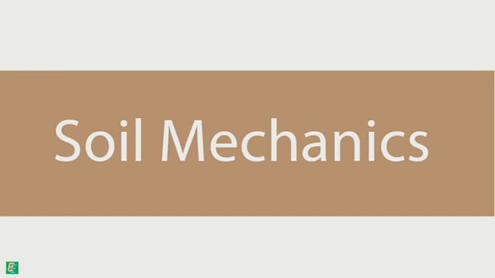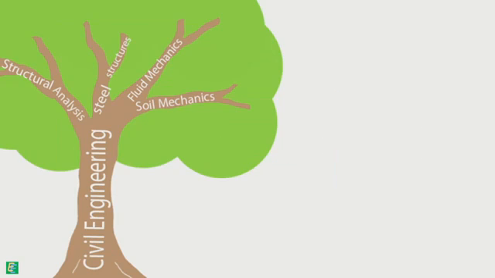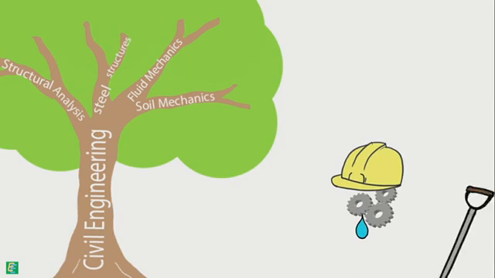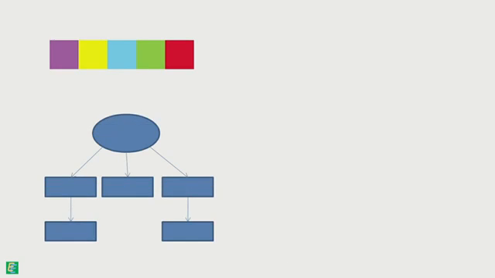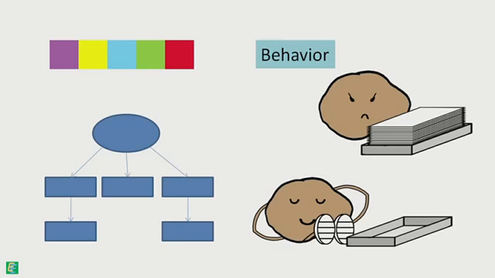Soil mechanics is the branch of civil engineering that concerns the application of principles of mechanics and hydraulics to the engineering problems related to the soil. We can also say that it is the branch of civil engineering which deals with the study of characteristics, classification, and the behavior of soil under loaded and unloaded conditions.